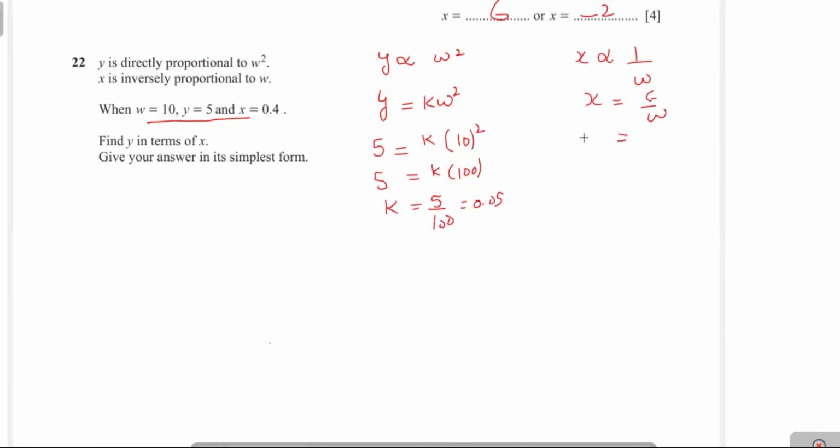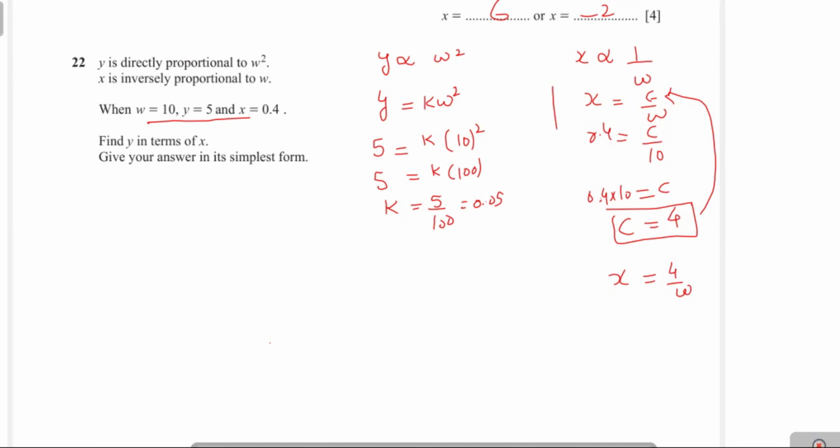And same here, x equal to 0.4, and c is written as it is. w here is 10. Now we multiply, c equal to 0.4 multiplied by 10. We get c equal to 4, and by putting the value in this equation, we can write x equal to 4 over w, and this equation can be written as y equal to 0.05 w square. Now we have to find y in terms of x.